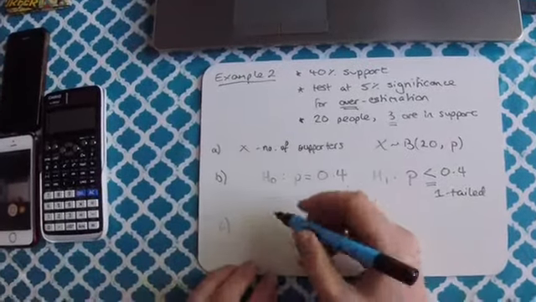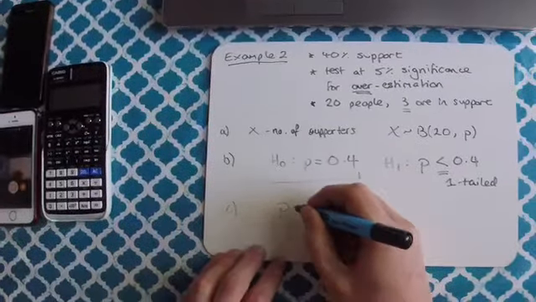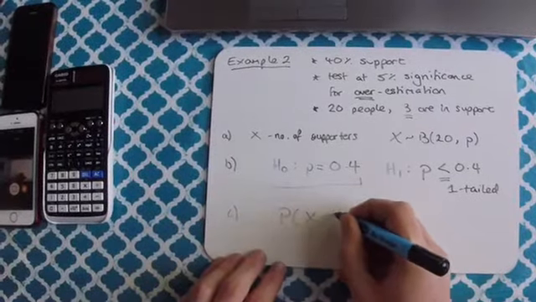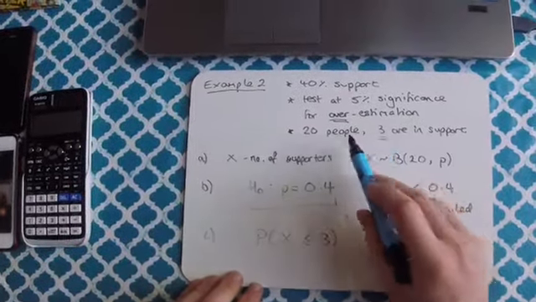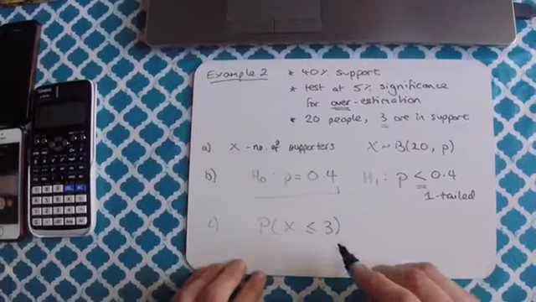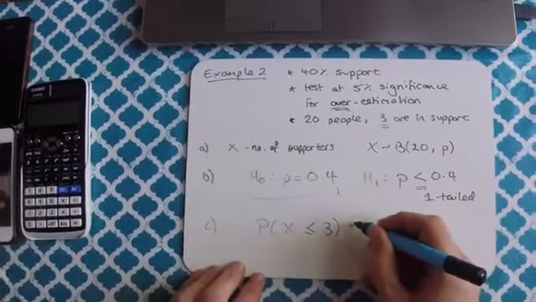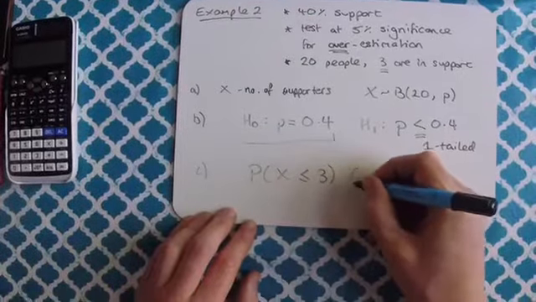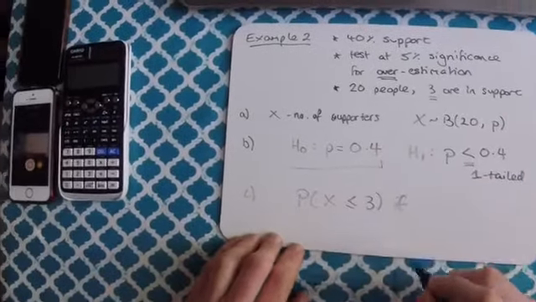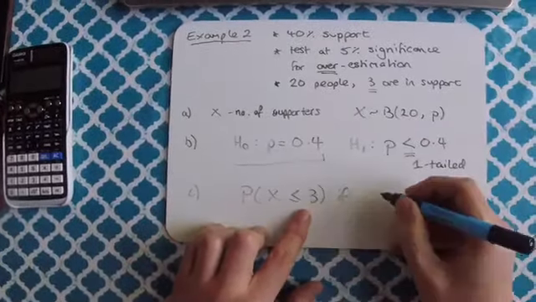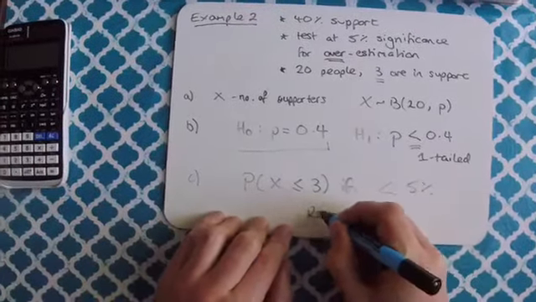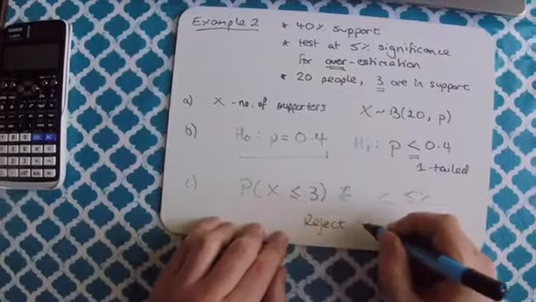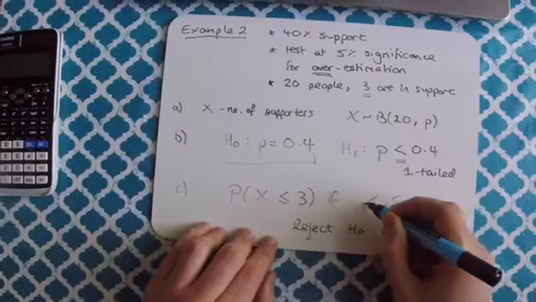So what I'm going to test is this: the probability that X is less than or equal to 3. So what's the probability of 3 or fewer people out of those 20? If this is less than 5%, we can then reject the null hypothesis.